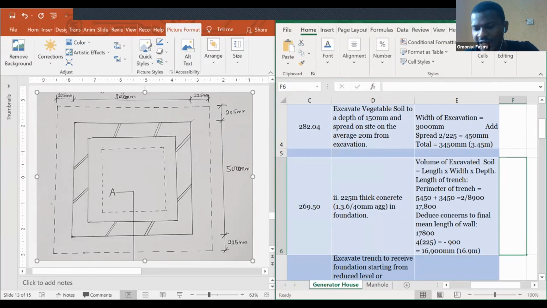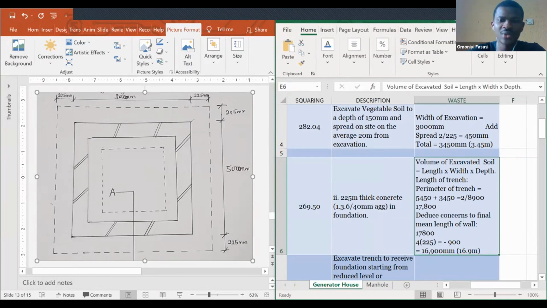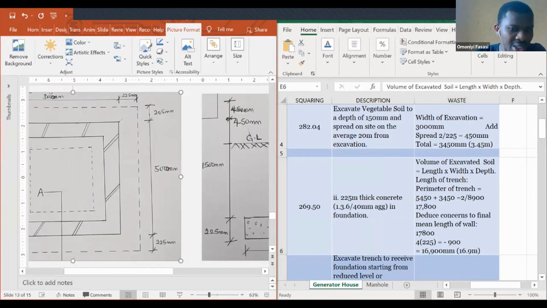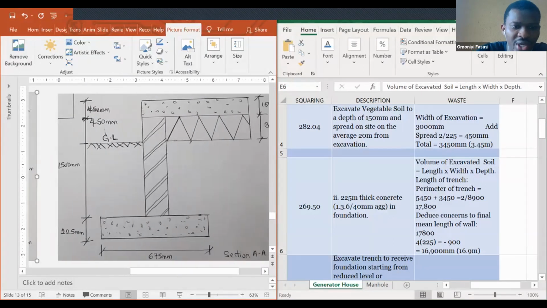So this is the length. Then the breadth. What's the breadth of the footing we are working with? You can just check the sectioning. You found the perimeter now. So now the breadth is 0.65, right? From the section, in meters, it is 0.675. Do you guys get? Then what's the depth for the excavation?